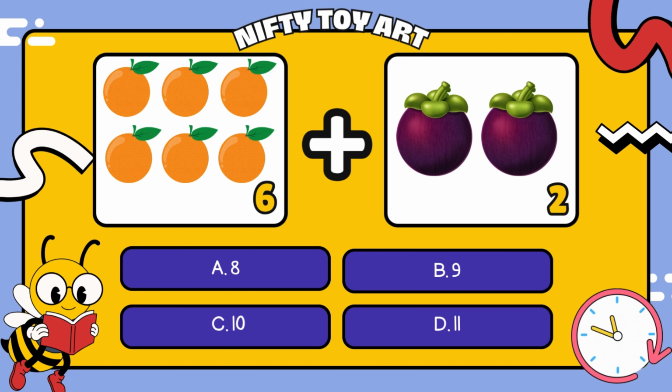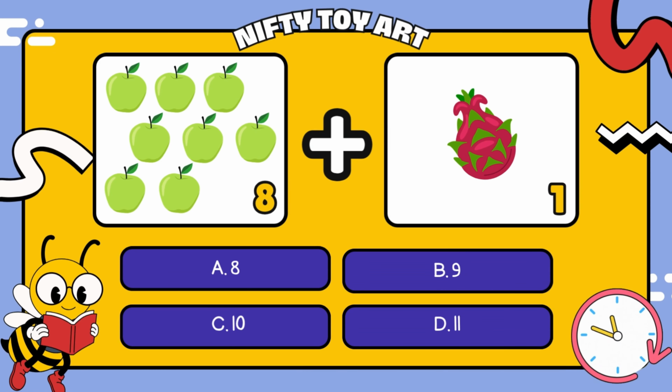I have 6 orange plus 2 mangosteen. How many fruits do I have? That's right, 8 fruits. I have 8 apple plus 1 dragon fruit. How many fruits do I have? That's right, 9 fruits.